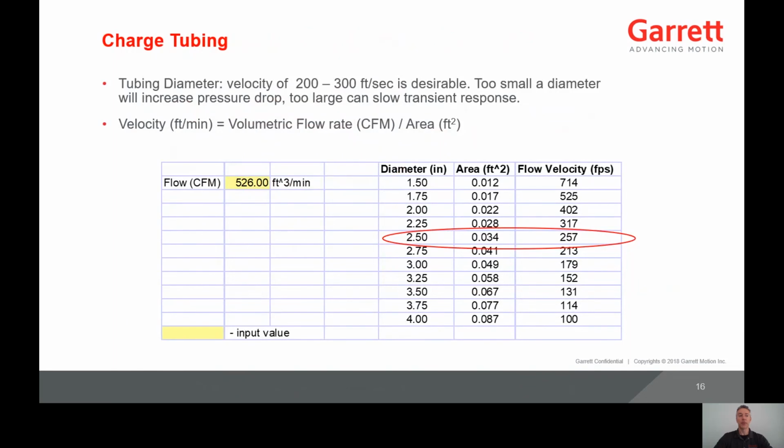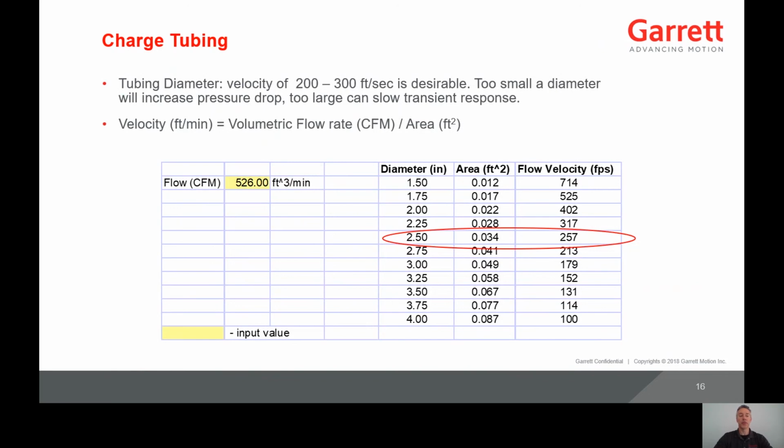For charge tubing, the tube diameter should be sized with the capability to flow approximately 200 to 300 feet per second. It is common to use Mach 0.3, which is 325 feet per second, as a guideline because for speeds of that amount, the changes of density are very low, around 1%. Selecting a flow diameter less than the calculated value results in pressure drop due to the restricted flow area. If the diameter is instead increased above the calculated value, the cooling flow expands to fill the larger diameter, which slows transient response.